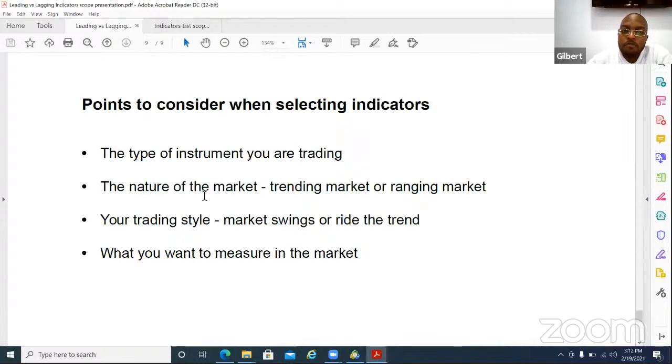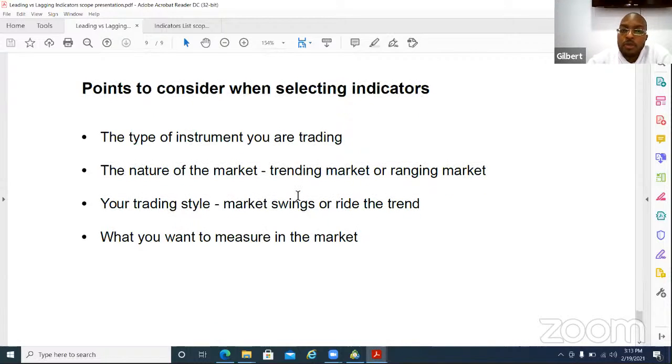Also know the nature of market you're in. Your trend determines a lot. If you don't know what trend you're in, then that's a problem for you, because you could be using these indicators in the wrong way. You could be going against the trend and you don't know that you're going against the trend. So know what trend you're in. Are you in an uptrend, downtrend, or a ranging market? And then from there, be able to adjust the indicators to suit the market environment you're in.